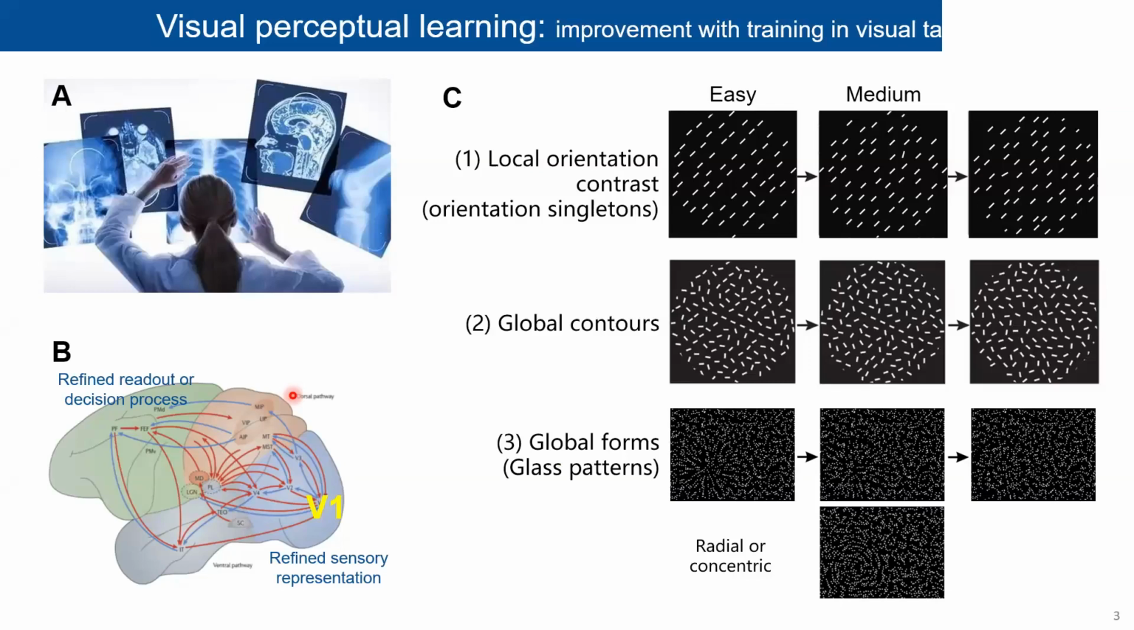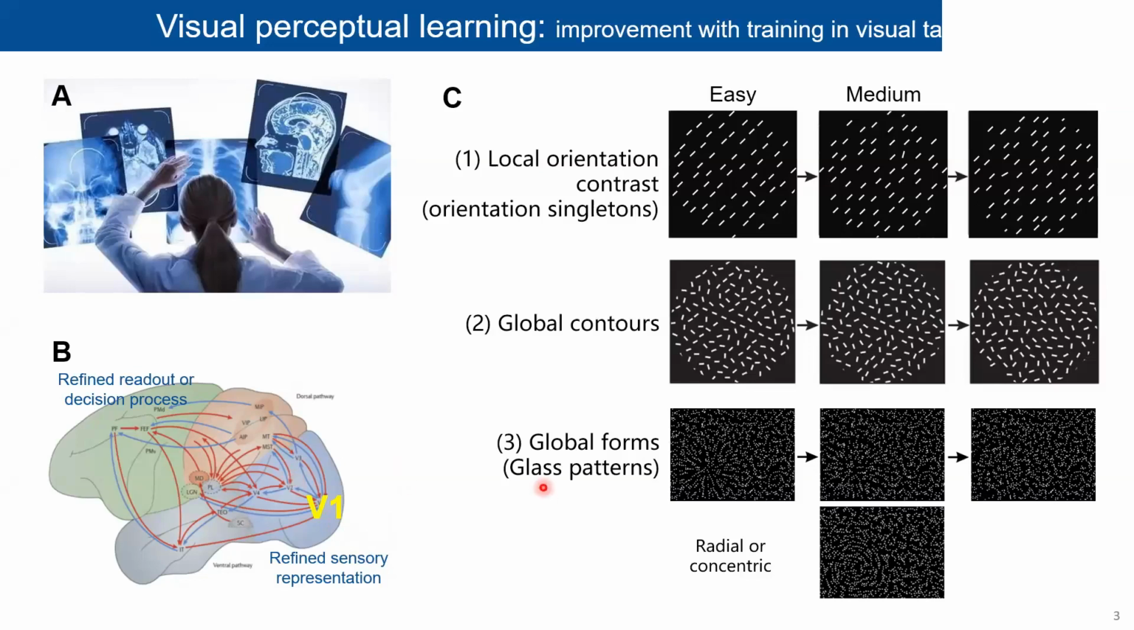One point of view argues for a refined readout process for better decision-making in the frontal parietal areas. The other point of view argues for refined sensory representation in the visual cortex, such as V1. In fact, these changes are not mutually exclusive. Our studies have consistently shown that visual perceptual learning is mediated by multiple concerted processes.